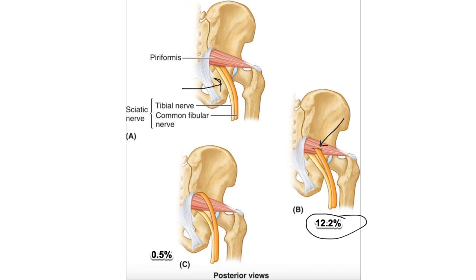And then in 0.5% of the time, the tibial nerve and the common fibular nerve split, and the common fibular nerve goes over the top of the piriformis muscle, and then they join back together and enter into the lower limb.